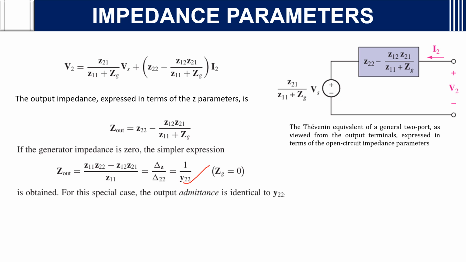Nothing but when ZG is equal to 0, the Z out will be the inverse of the admittance parameter Y22. If you invert Y22, you will get Z out. You should remember this. For this special case, the output admittance is identical to Y22. Okay.